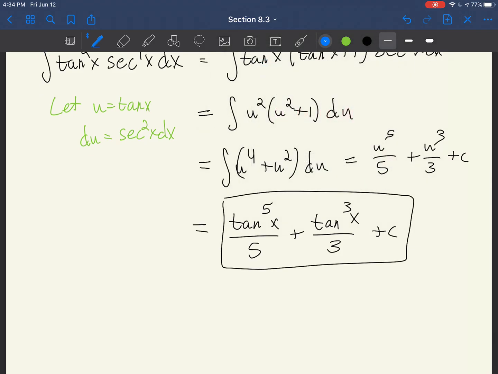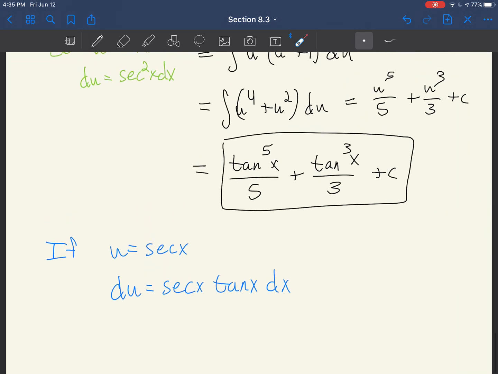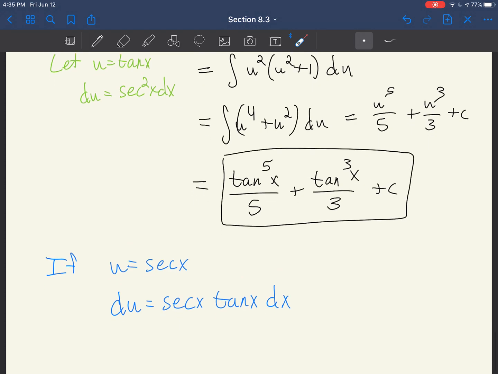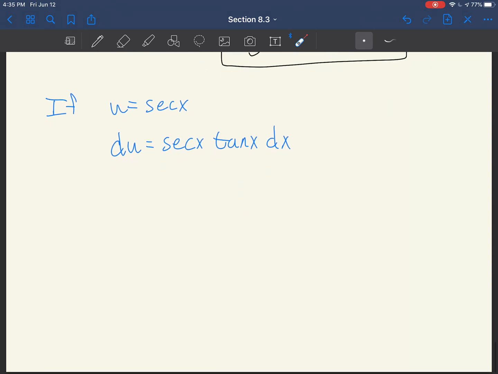And the same thing will apply if you wanted to let u equal secant. So if you recall, if u equals secant x, then du equals secant x tangent x dx. So our goal would be to get rid of all but 1 power of tangent x if we wanted to let u equal secant x. And then that's assuming we have a secant x left over. If we just have the integral of tangent squared x, you probably don't want to use the identity, because then you just have secant squared x and you can't make the proper u substitution.